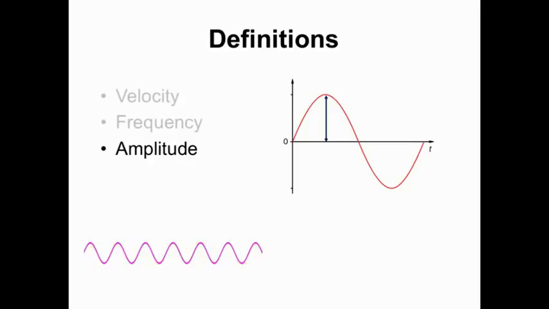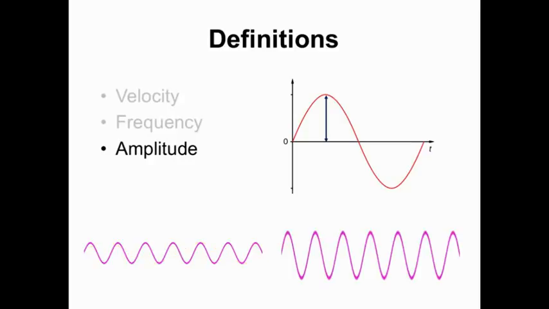As a comparison, the purple wave with increased amplitude would look like this. You can see that amplitude is independent of frequency as this wave has the same number of oscillations, it's just that the deviation of each oscillation is greater.